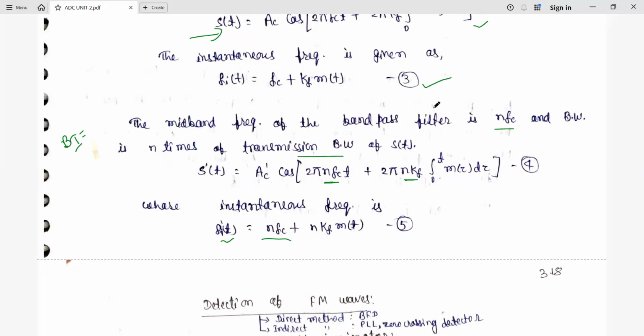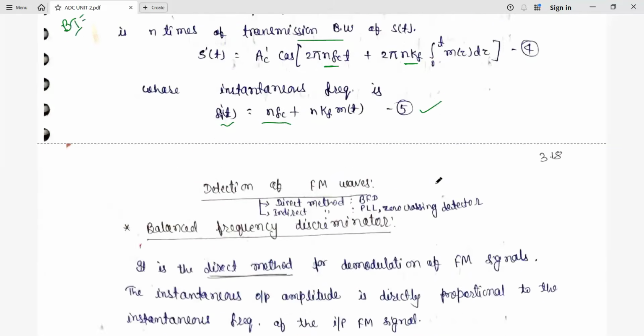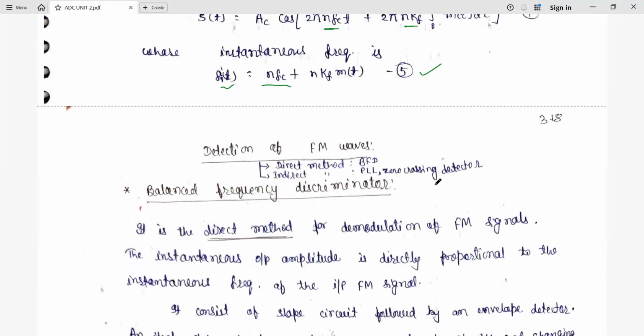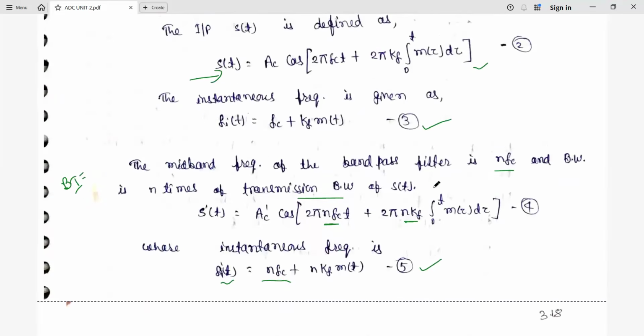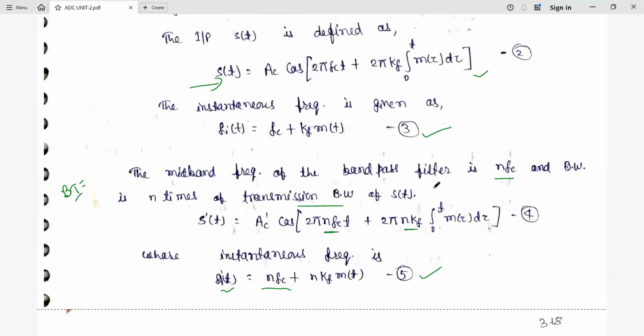So equation 3 and equation 5 you can compare. Equation 5 here, the right side is multiplied by n to obtain this wideband FM. So these are the parts showing how FM is going to work with the help of the Armstrong method. Later we'll discuss the direct methods, where you can see how, with the help of a varactor diode and a BJT, we are able to obtain the modulated wave. All of that we can see there.